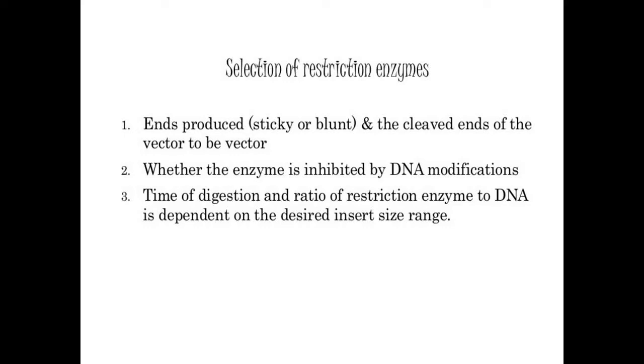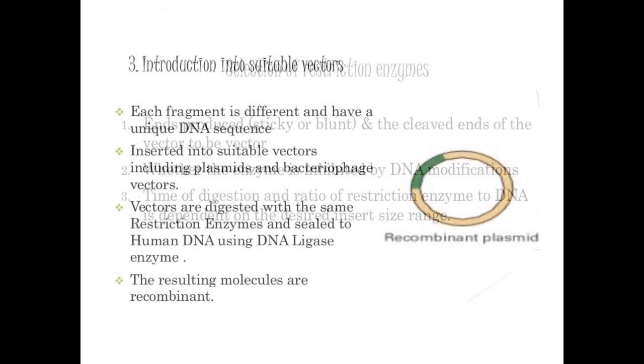Selection of restriction enzyme. We know that restriction enzymes are of two types. They can be either overhang producing, or sticky end producing, restriction enzymes, or they can be blunt end creating restriction enzymes like SmaI. So we have to keep that in mind. Also, whether the enzyme is inhibited by DNA modification, the time of digestion, and the ratio of restriction enzyme required for the DNA. All these points have to be considered.